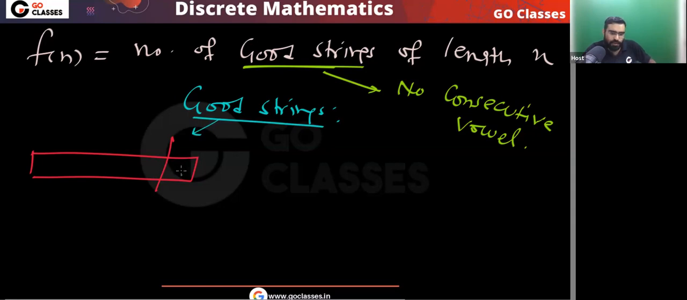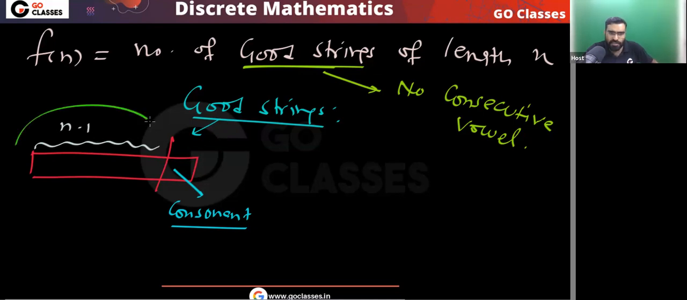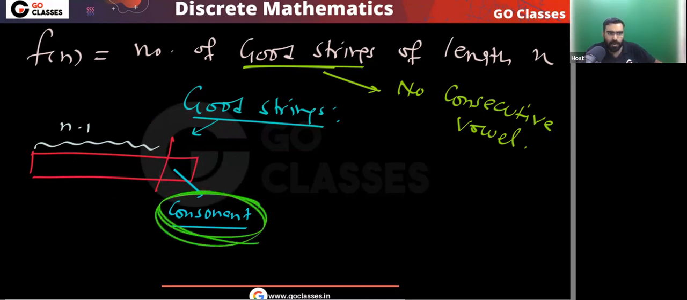If I'm ending with consonant, let's assume here I have some consonant. Now you tell me, will this consonant create any problem to the good string? Simple point I'm asking. If the last symbol is consonant, will it create any problem to the good string? No, there is no problem. The last symbol is already consonant. I do not care about consonant, so this consonant will not create any problem.